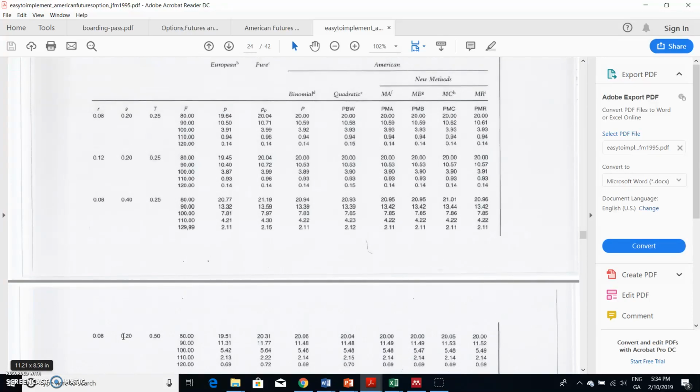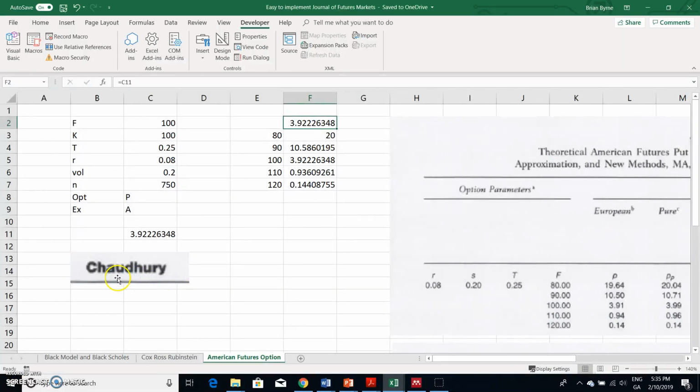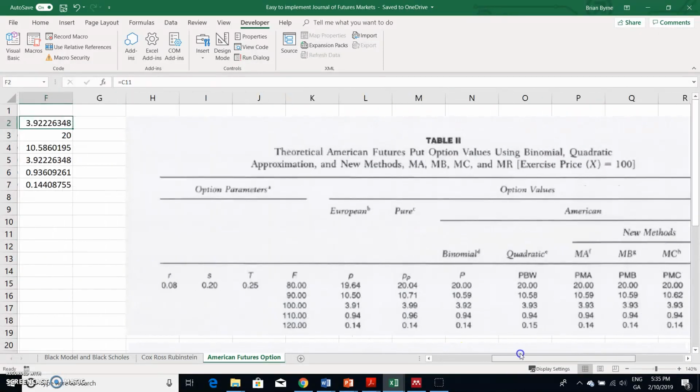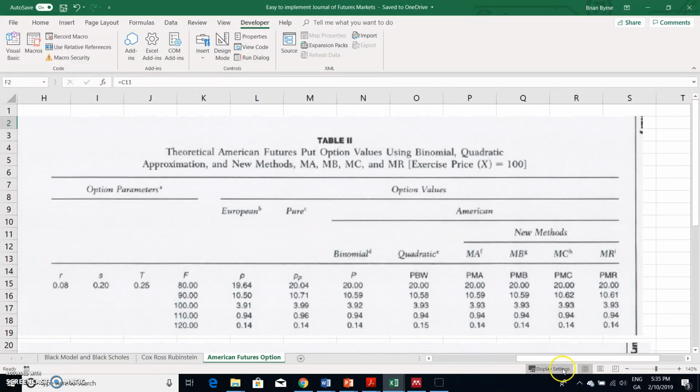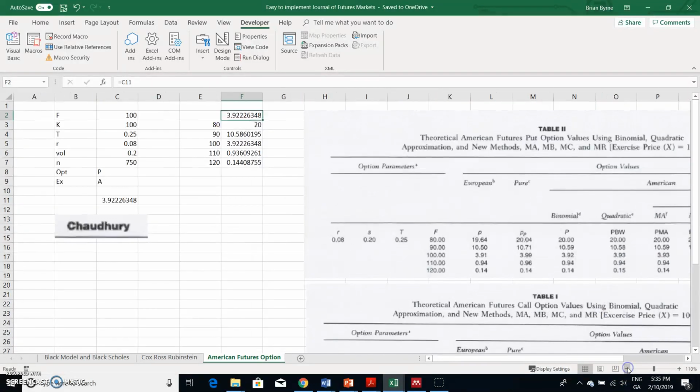Okay, the numbers we have here with the binomial model. In fact, I'll bring it over. I took a snippet out of the paper, and I'll pause here. Okay, so using Chaudhry, 1995, from the Journal of Futures Markets, he had some values here worked out for American futures put option values using the binomial.